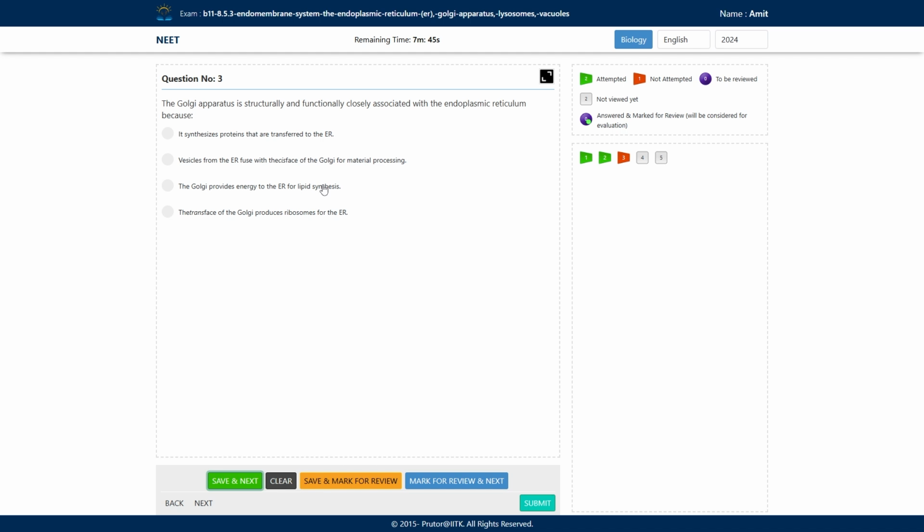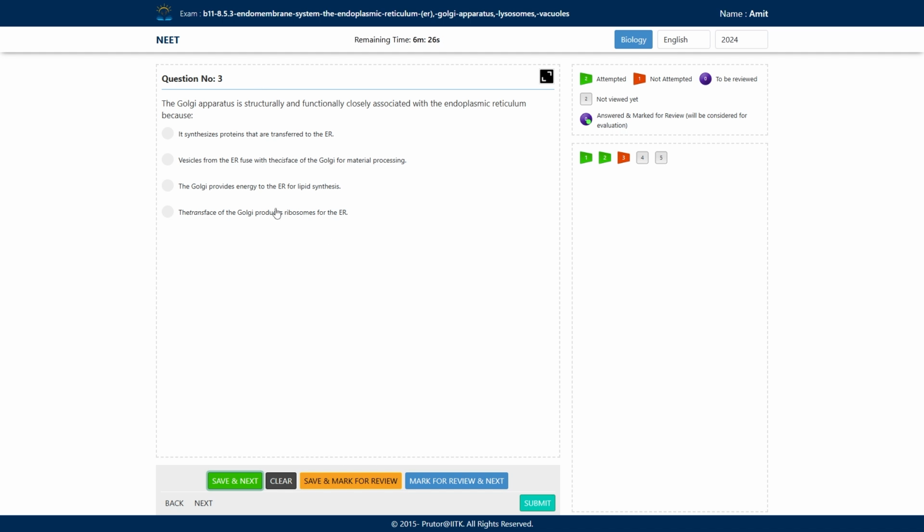Next one, the Golgi apparatus is structurally and functionally closely associated with endoplasmic reticulum because it synthesizes proteins that are transferred to the endoplasmic reticulum. Now, vesicles from the ER fuse with the cis phase of the Golgi for material processing. Third one is Golgi provide energy to the ER for lipid synthesis. Fourth one is the trans phase of Golgi produces ribosomes for the ER. What will be the correct answer?